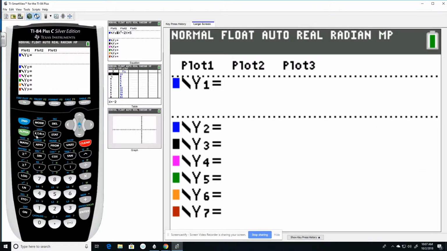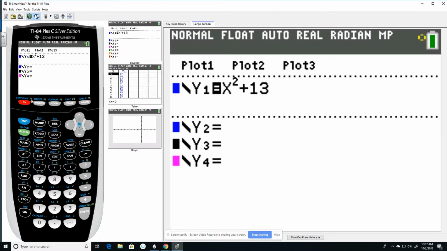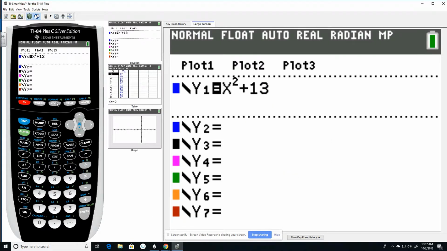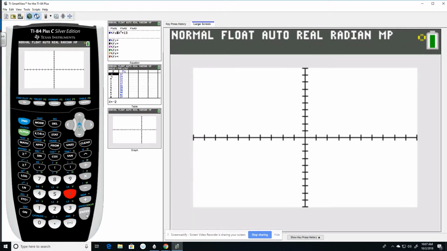So I'm just going to plug it into my calculator to see what it looks like. X squared plus 13. And then I'm going to graph because I just want to know what this thing looks like. And did I plug it in right? X squared plus 13. Yeah, so we better change our zoom a little bit because zoom standard's probably not going to work because of that plus 13.